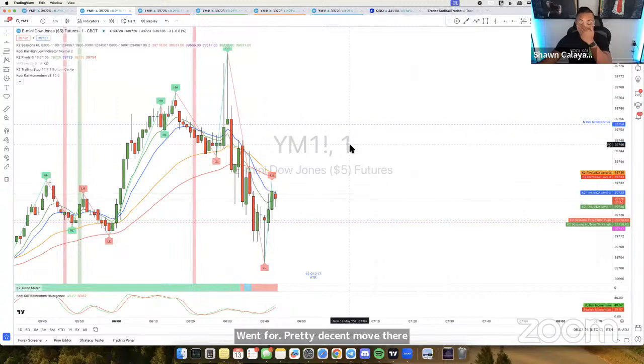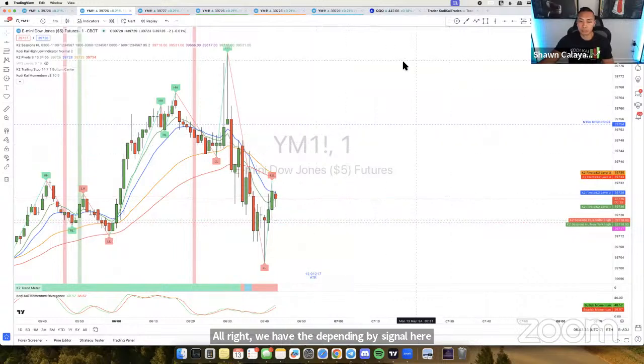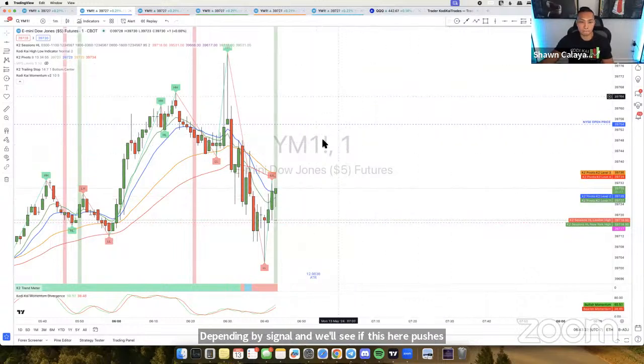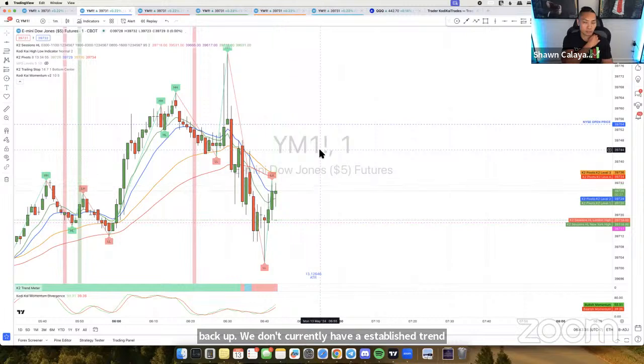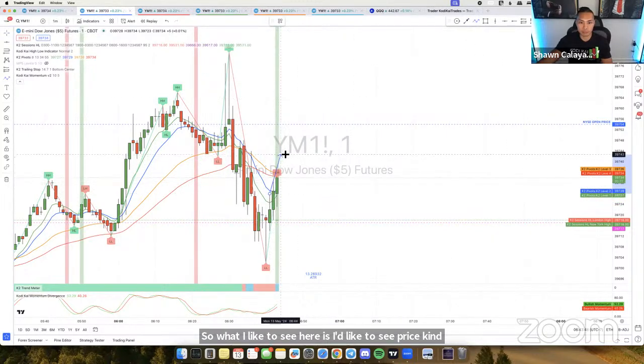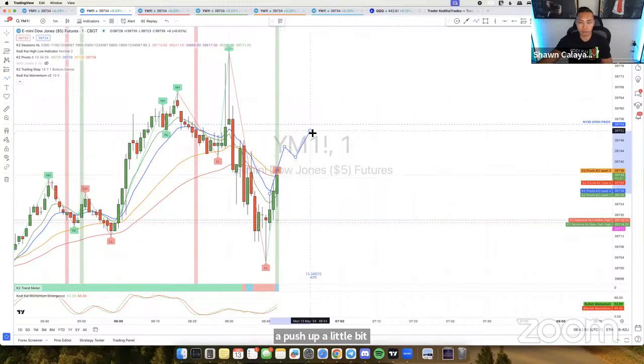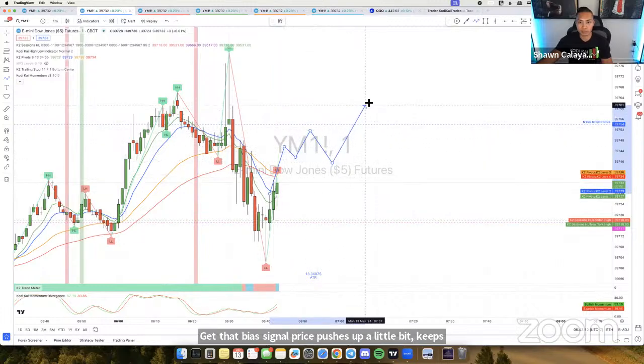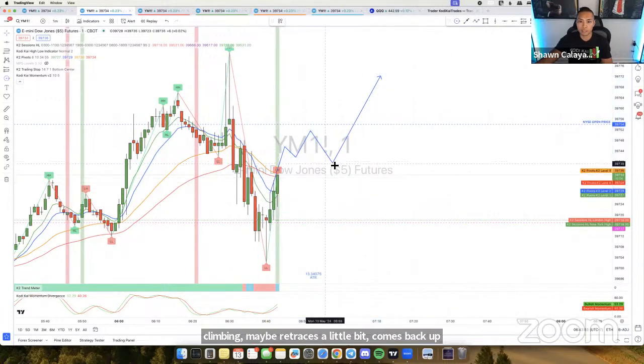All right, we have the pending buy signal here. Pending buy signal, and we'll see if this here pushes back up. We don't currently have an established trend right now. The trend was shifting. So what I'd like to see here is price push up a little bit, get that buy signal, keep climbing, maybe retrace a little bit and come back up. And then maybe catch entry at some point over here or up here.